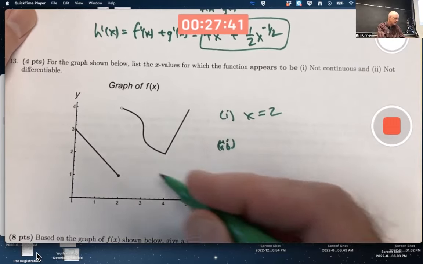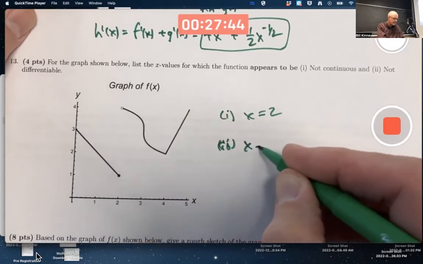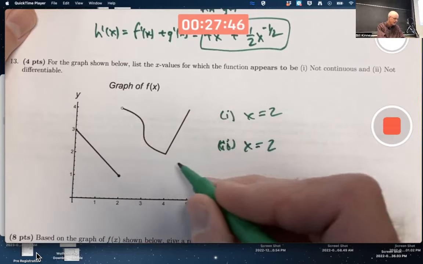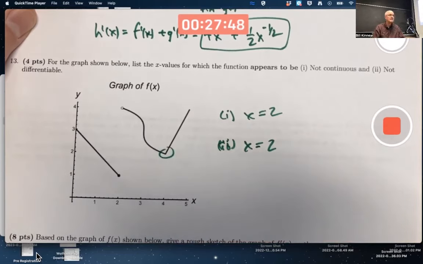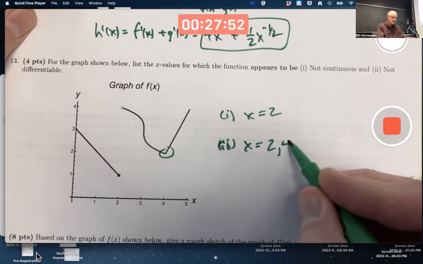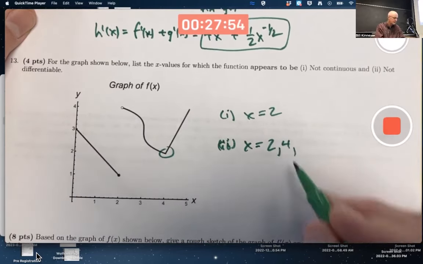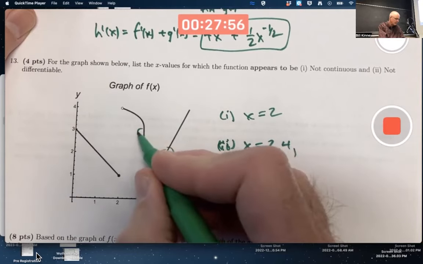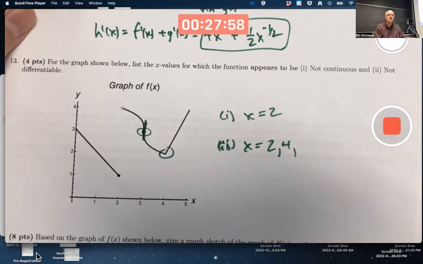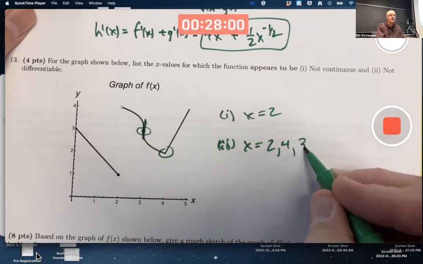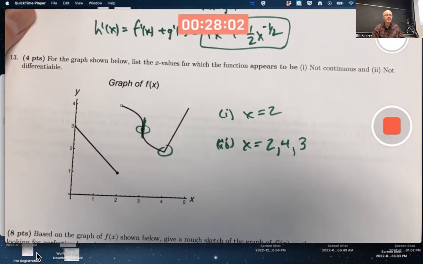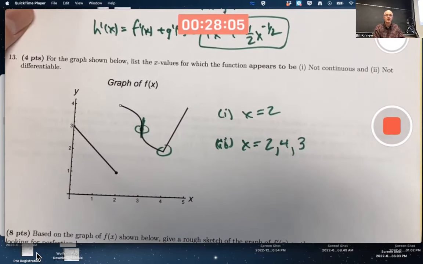Where is it not differentiable? Anywhere you have a discontinuity is a place where it's not differentiable. And if you don't have a formula, if it looks like a corner, assume it is a corner. It's also not differentiable at 4. Also, if you do not have a formula, if you've got a place where it looks like there's a vertical tangent, you should assume there is a vertical tangent. It's also not differentiable at 3. Okay, that's something I emphasized a week ago.